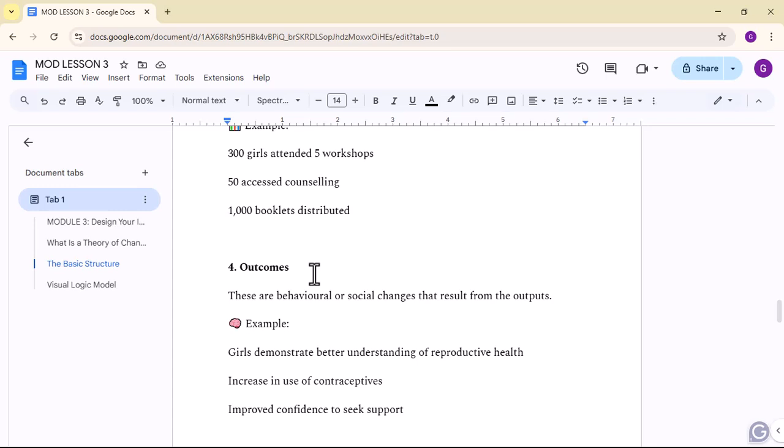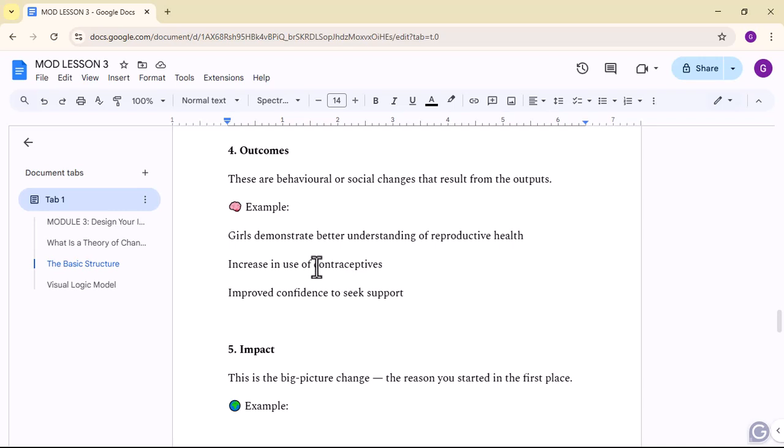Outcomes, we're asking, these are behavioral or social changes that result from the output. So the social, economical, behavioral changes that happen as a result of that output. Some of the examples based on what we are following in this example series is girls demonstrate better understanding of reproductive health, increase in use of contraceptives.